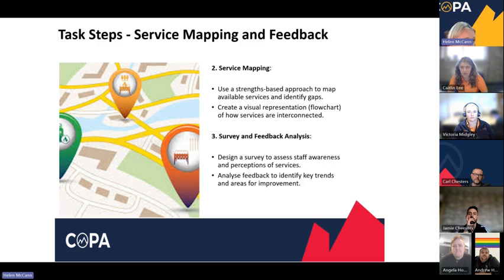Step 3, you're going to do a survey and feedback analysis. So you're going to design a survey, and I'd probably send that out to at least 10 just to get some good feedback. If you can do more, I'd do more. And then you're going to analyse that feedback to identify key trends and areas for improvement. Any questions so far? No.